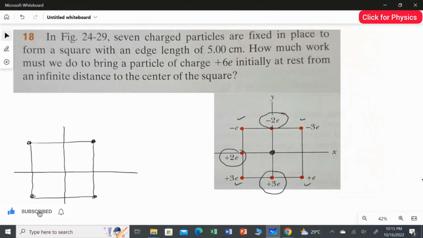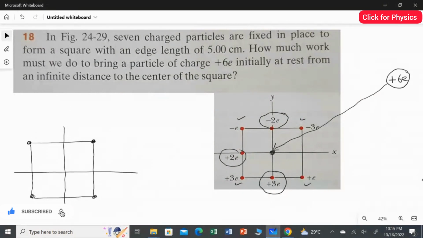Am I right? And at a distance of infinity, you have another charge plus 6e. Now you have to take this charge and bring it to the middle of the square. Already you have 7 charges here, and you have one more charge plus 6e, which is at rest at infinite distance. You are going to take this 6e charge from infinite distance to the center of the square. For that, how much work is needed?